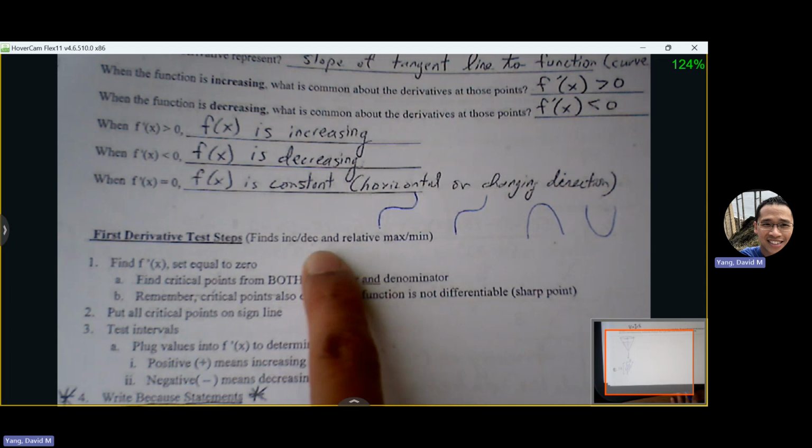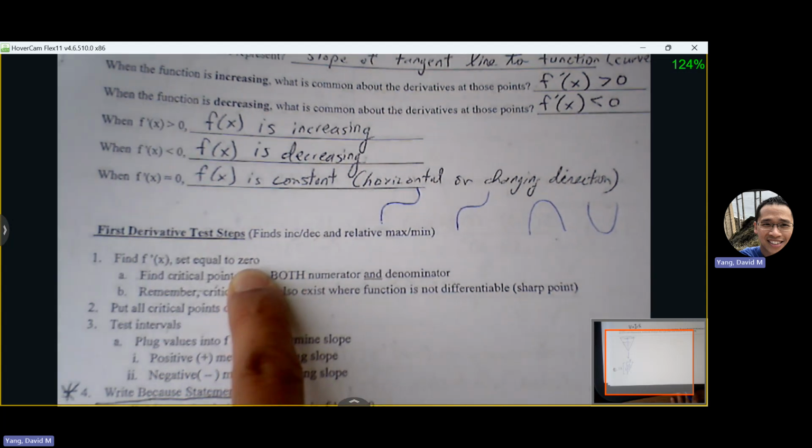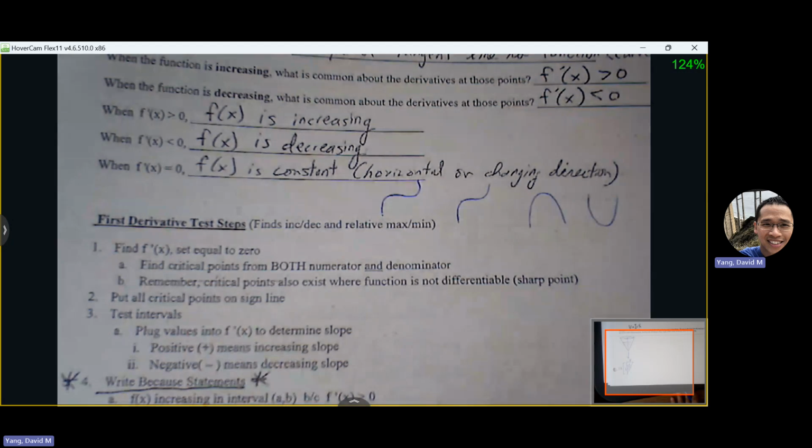So if we want to find increase, decrease, and relative max and relative mins, we're going to start with what we call the first derivative test. Basically, we're just creating an f prime sign line, and then we're going to populate the sign line, and we're going to get an idea as to how the shape of the graph is formed, where the graph is rising, when the graph is falling, where the graph is going to be experiencing potential slope zeros and potential maxes and mins, peaks and valleys, relative max and relative mins.